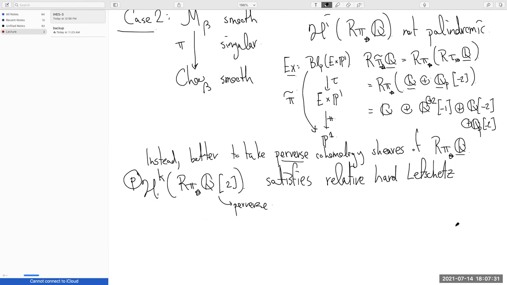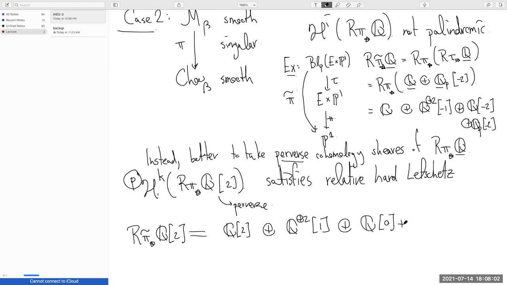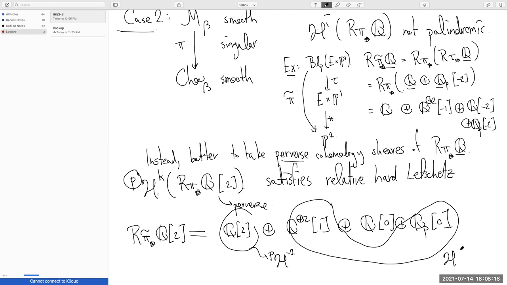And so how does that work in this example? Well, after shifting by two, it's the same push forward. I've already worked out what the answer is, but now I have to regroup them according to their perverse degrees. So the Q gets shifted by two. Then I get this, and then this. And then this term is the degree negative one term. And then these two terms together give me the degree zero term. And then finally, this term is in degree plus one. And so now it's again symmetric around zero.